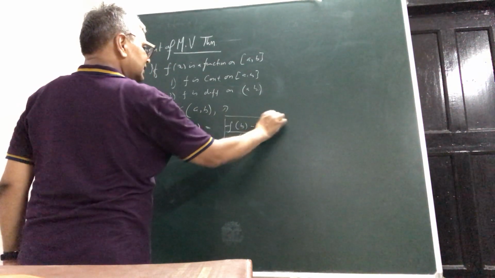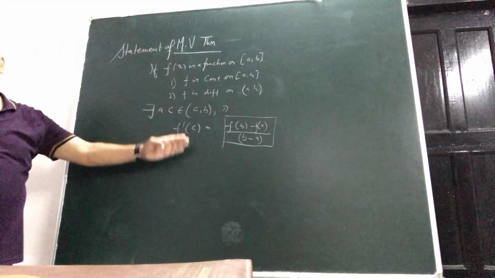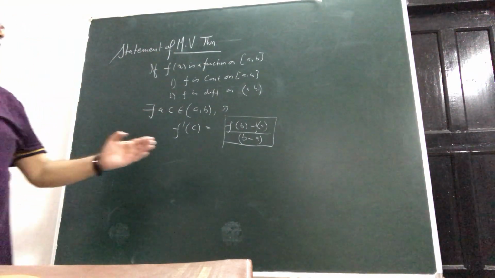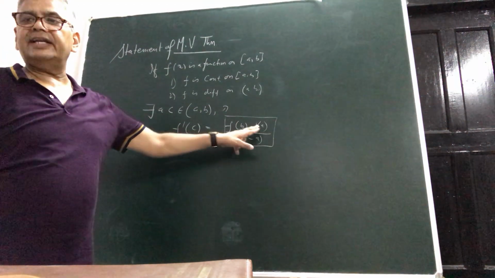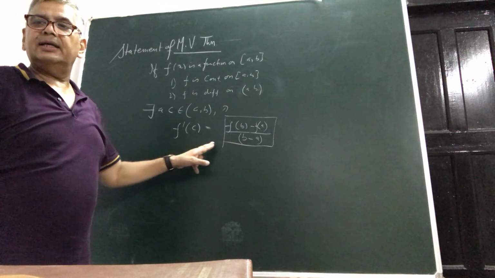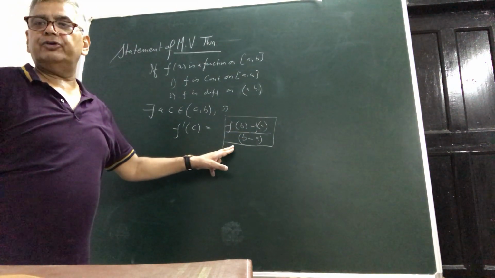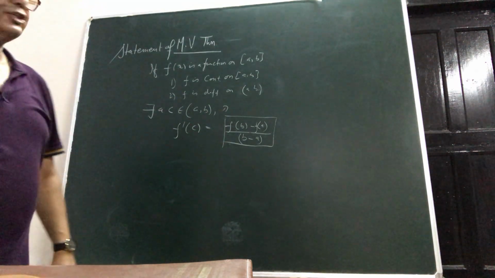I will show you what this turns out to be. But first remember what this mean value theorem is. It is the generalization of that thing. Because if you put f(b) equal to f(a), then the numerator becomes 0, so it reduces to Rolle's theorem. So the mean value theorem is the generalization of Rolle's theorem.